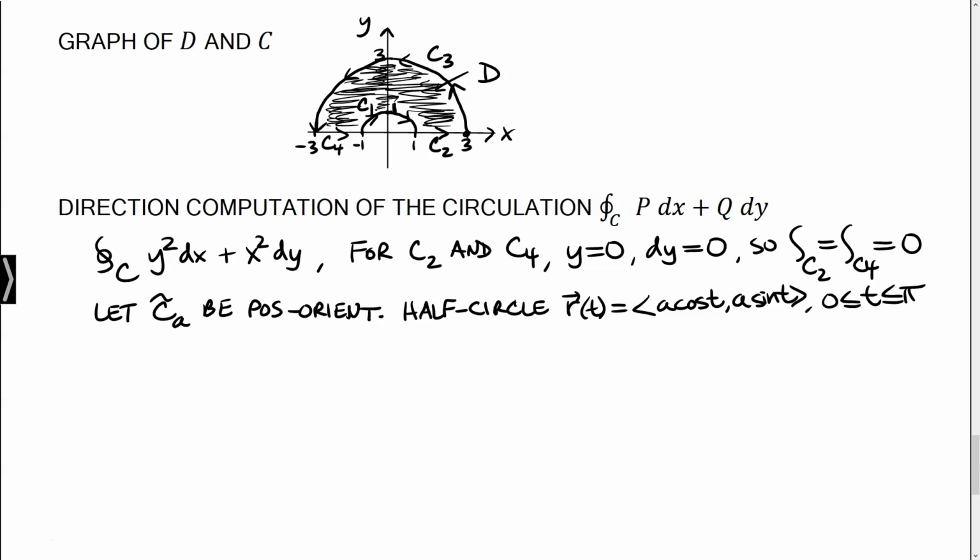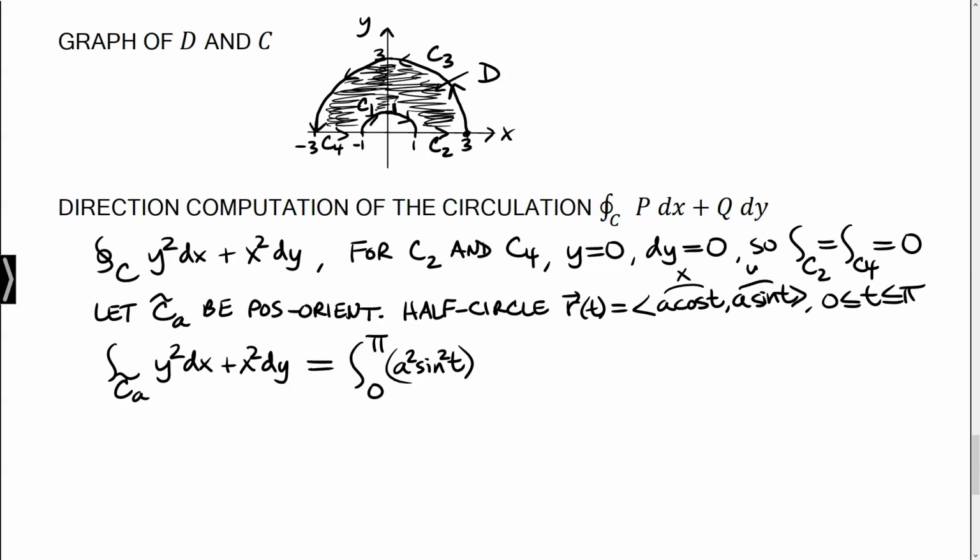Let's see, we're going to get the integral, let's do this over this general path here. So this would be y squared dx plus x squared dy, which means we're going to integrate from 0 to pi of, so y squared is going to be a squared sine squared. Now dx, remember this is x, this is y. dx then is negative a sine t, plus x squared, so a squared cosine squared, times dy, which is a cosine t.